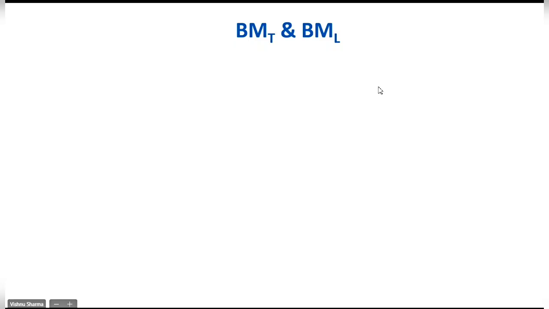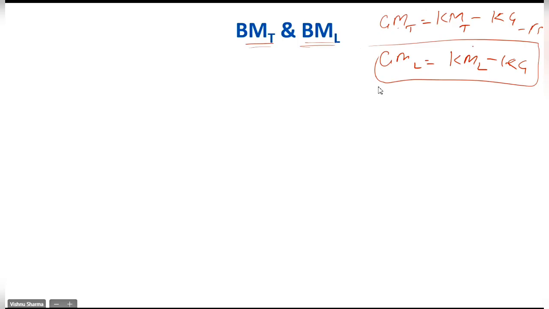Guys, the second application is in getting BML and BMT. And you know the importance of BML and BMT in ship stability. In ship stability, we all talk about GM, GZ. And where do they come from? The GM transverse is KM transverse minus KG, and of course minus FSC, right? GM longitudinal is equal to KM longitudinal minus KG. And of course, in the longitudinal one, the FSC part is not accounted.